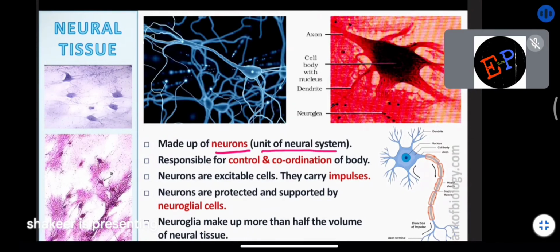The neuron is the unit of the neural system, responsible for control and coordination of the body. In the total human body, the contractions, the relaxations, everything is controlled by nerves. Are you able to understand, ma? So this neural tissue is made up of neurons. Neurons are excitable cells and they carry impulses. What is meant by excitable cells, ma? These cells have the ability to produce impulses. Impulses means electrical impulses are produced in the human body.